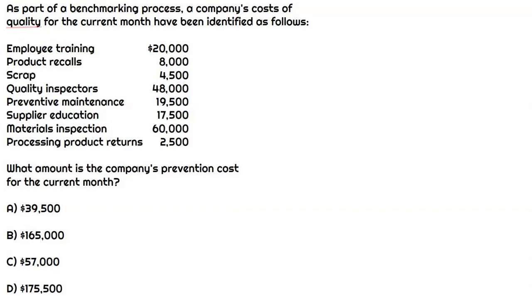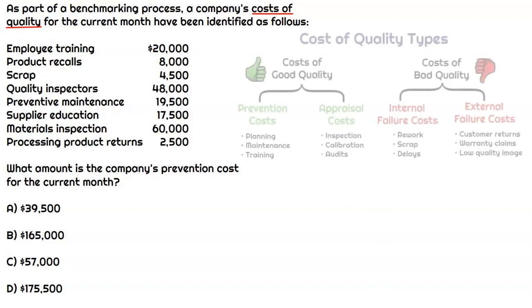So this question focuses on a company's cost of quality. Now we're going to quickly talk about the four different types of cost of quality, and then we're going to dive right into solving this problem, right? And this is great because not only are we going to understand the topic, but we're going to learn how to apply the topic, which is what you need to do for the CPA exam if you want to pass.